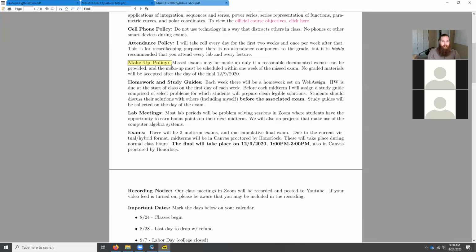Makeups. So if you miss something, if you miss a test, if you miss a homework, if you miss a study guide, you gotta talk to me. You gotta let me know what's going on, preferably before you miss the thing. But I tend to be very loose about this. I'm happy to extend homeworks. I do not mind doing that at all. Study guides, we'll talk about a little bit more as they get closer.